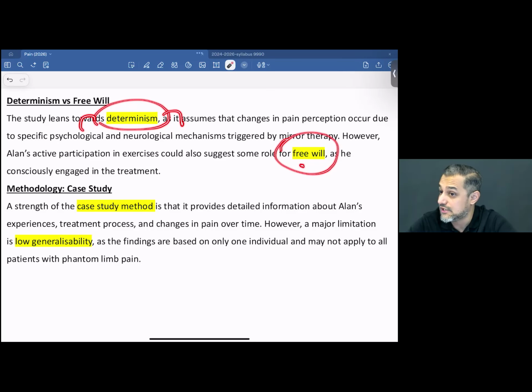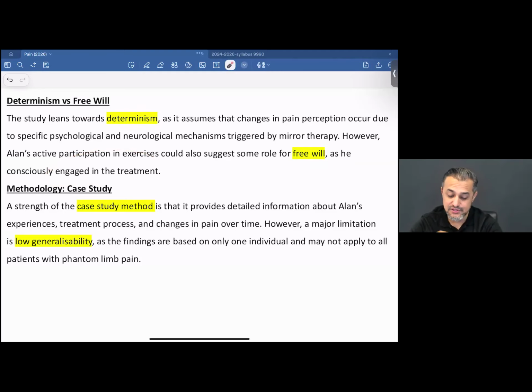Alan was keen and Alan was motivated, which again is where, if we speak about the role that Alan played over here, that helped him control or manage his pain better. We can't forego that. We cannot just ignore that. So as he consciously engaged in the treatment.